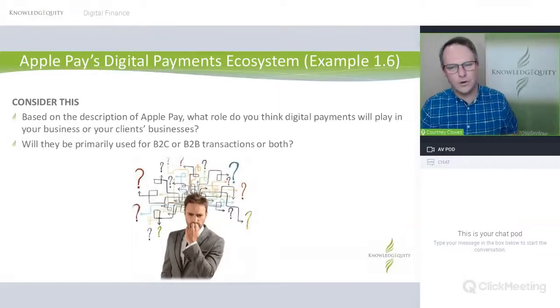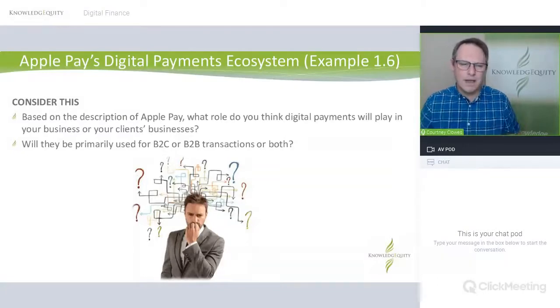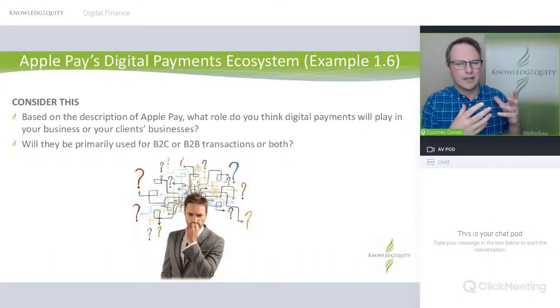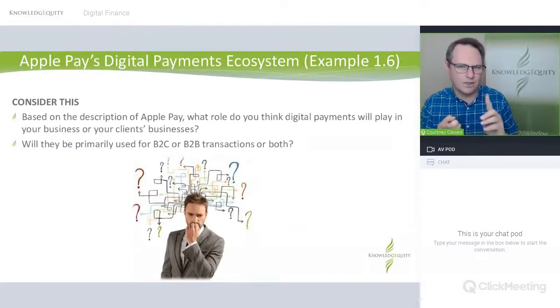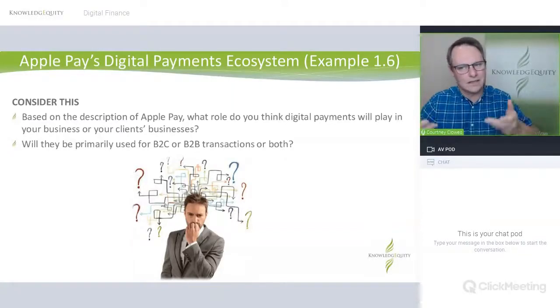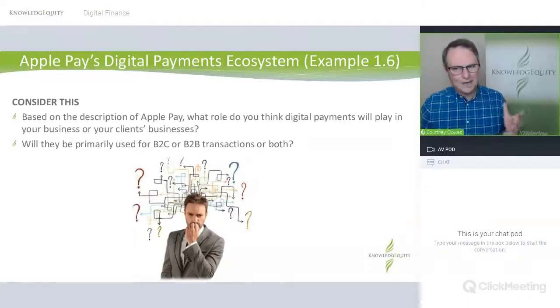So I want you to go through example 1.6, and then there's this final reflection to bring you to the end. Do you think digital payments will play a role in your business that you work in or the client's businesses? So if you're in an accounting firm, do your clients need to think closely about digital payments? And could you help them explain what the products are, list the technology requirements, and help them implement it? That's the key part of doing the study guide.